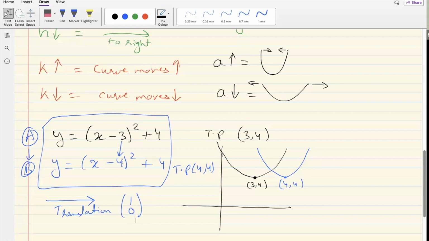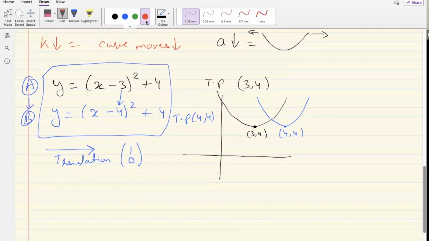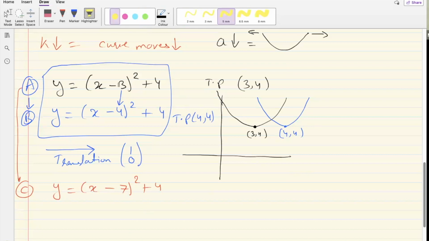So if I change it to y = (x - 7)² + 4, name it equation C, compare it with the first equation. Without drawing, what can I say? The value of k is the same, x is the same, square is the same, a is the same, only h is changing. If I compare the first and the last one, A and C, what is the change?